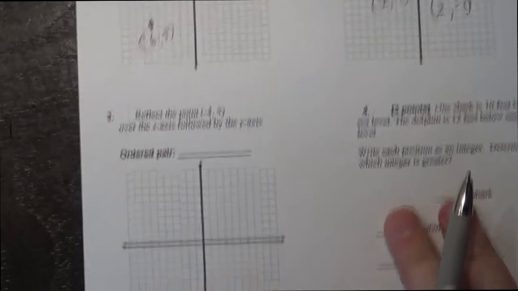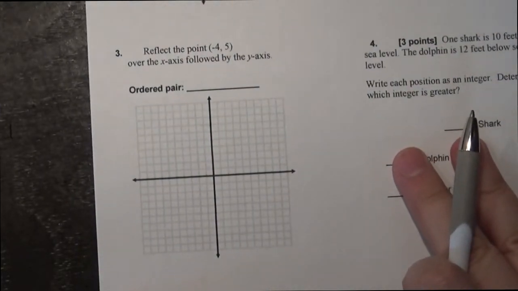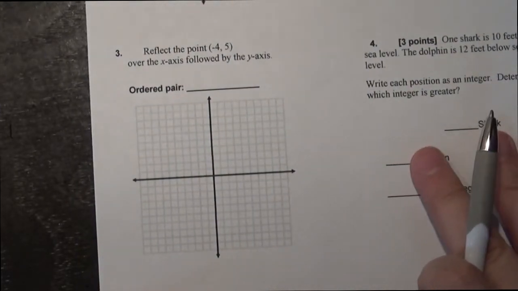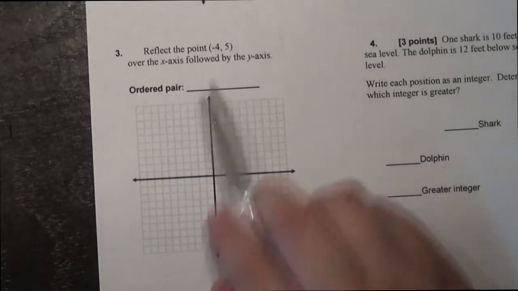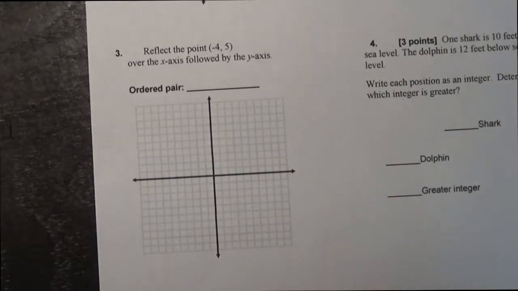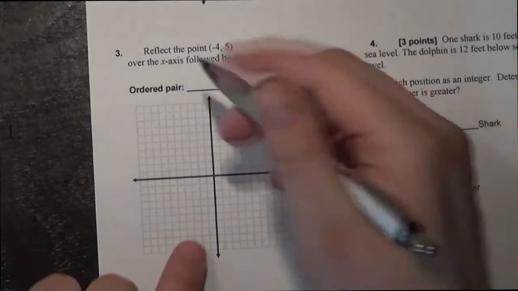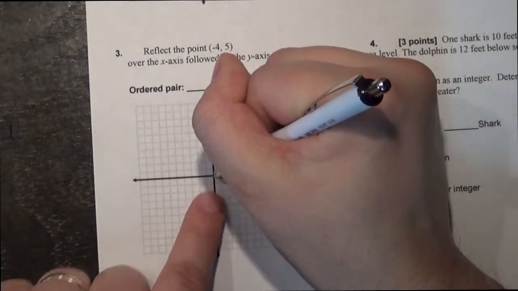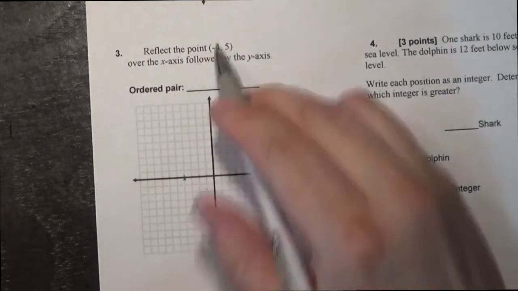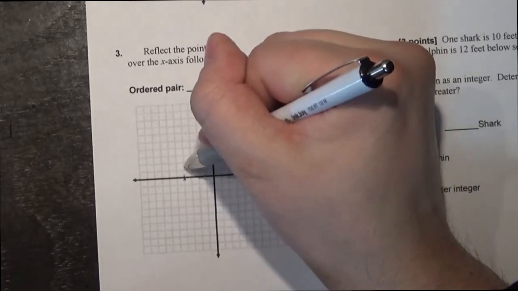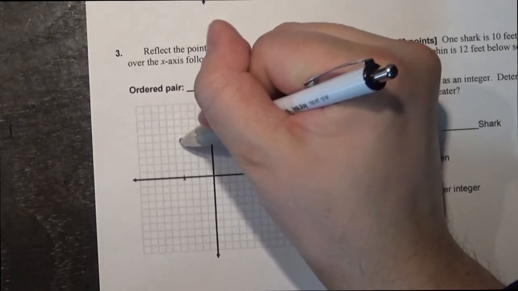Take a look at number 3, because in number 3, I sort of feel like maybe we're going to get the hang of this. We have a reflection of the point -4, 5 over the x-axis followed by the y-axis. Ooh, tricky here. So let me start by plotting -4, 5. Start at the origin, go over -4. 1, 2, 3, 4. There's -4. Go up 5. 1, 2, 3, 4, 5.